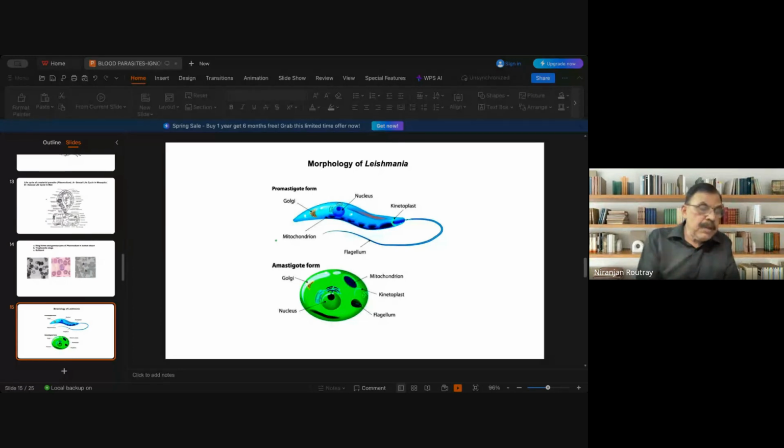Now coming to the promastigote form, which is the flagellated form, and this flagellated form is only present in the sandfly. In the human being the stage is without a flagellum, because it is intracellular and not required to move. And in the sandfly it is flagellated, because it requires to move.